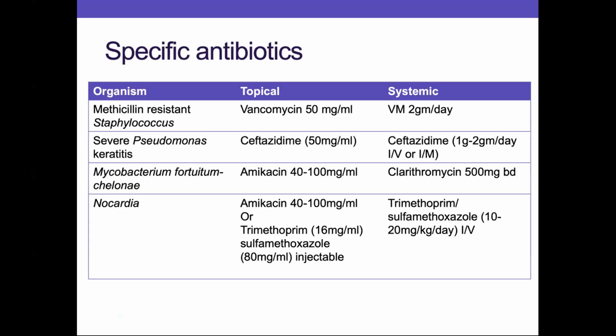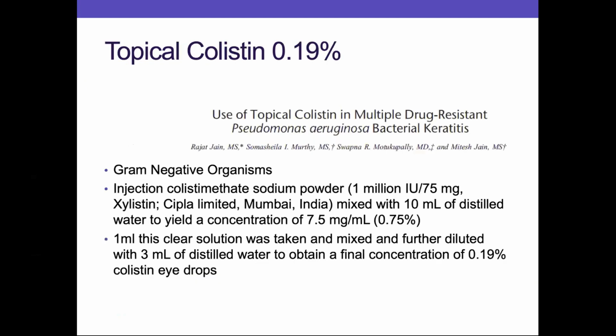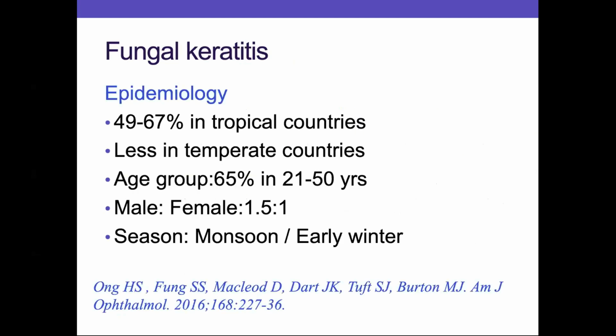Continue with the same. Then specific antibiotics are for specific organisms, such as vancomycin for MRSA or methicillin resistant staph, ceftazidime for severe Pseudomonas keratitis, amikacin for Mycobacterium fortuitum chelonei and nocardia keratitis, along with the systemic agents. And of course, if the bacterial keratitis is not responding, then topical colistin and imipenem can also be started.